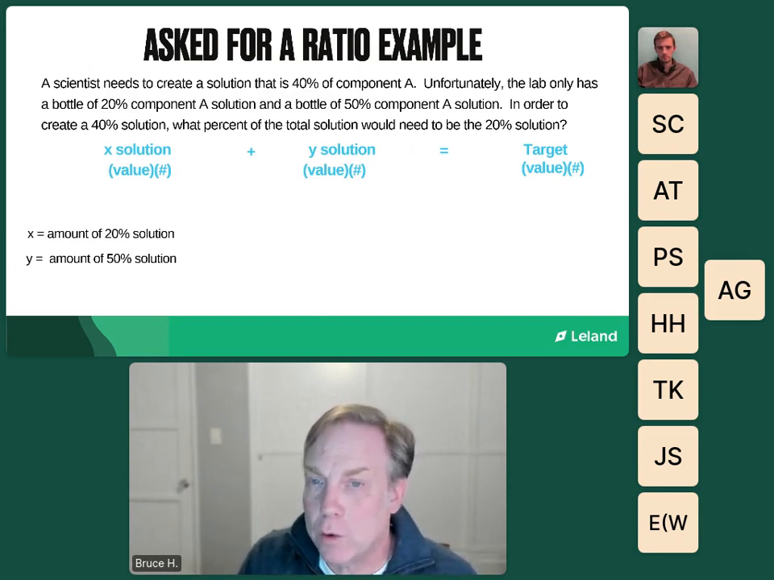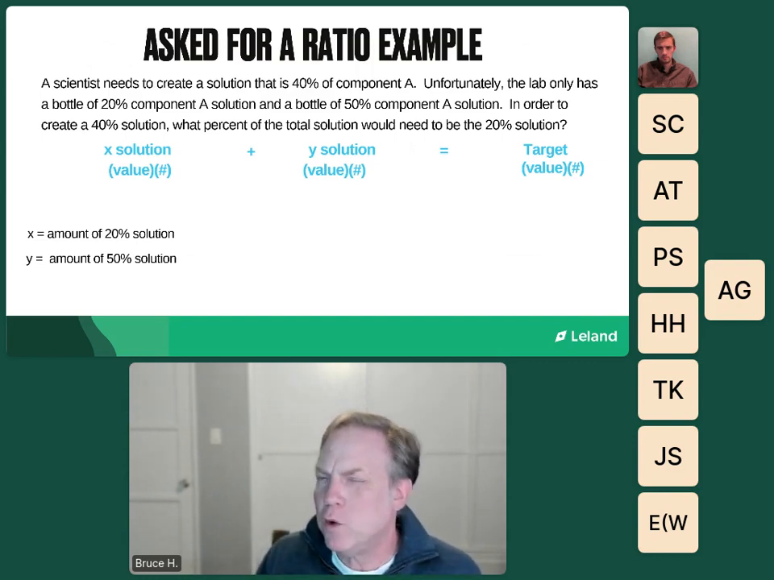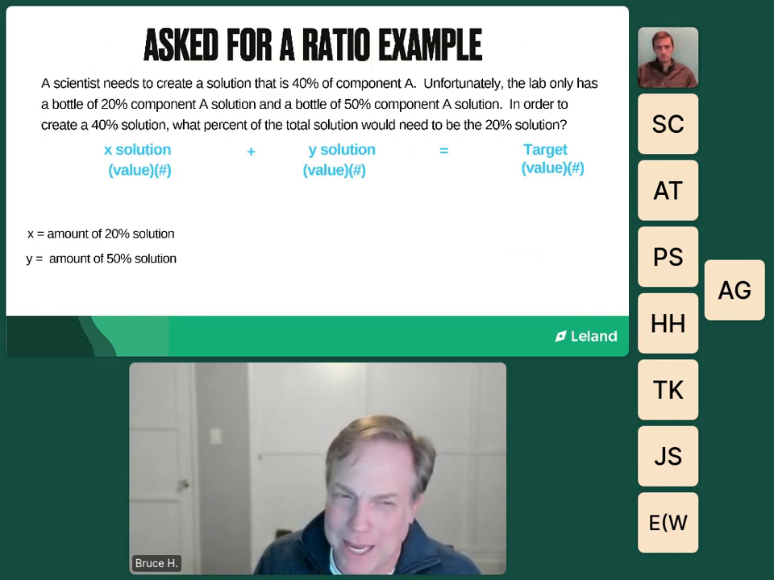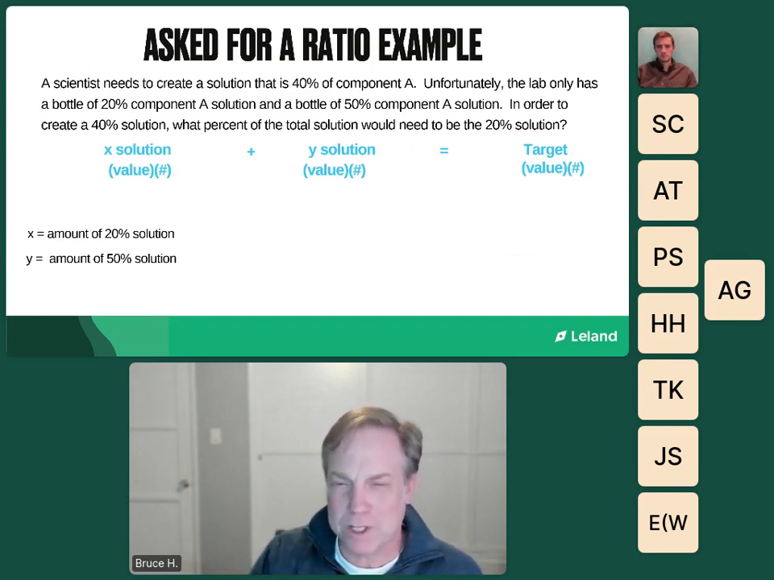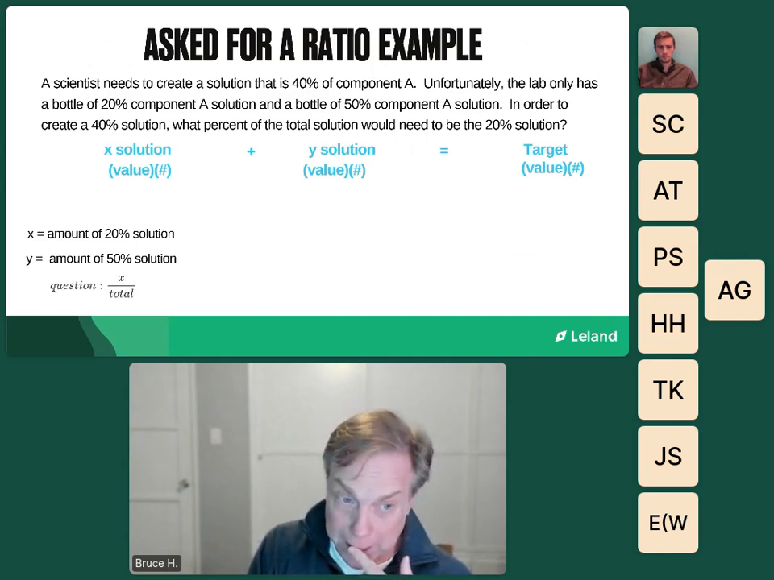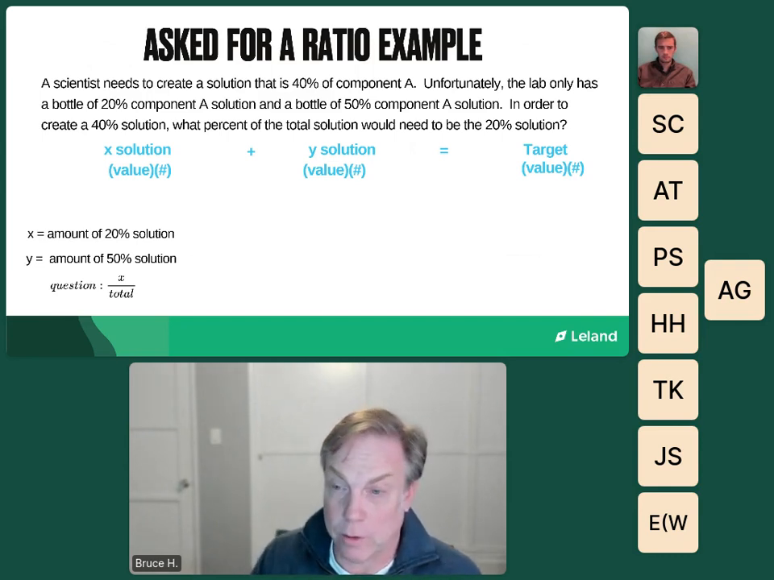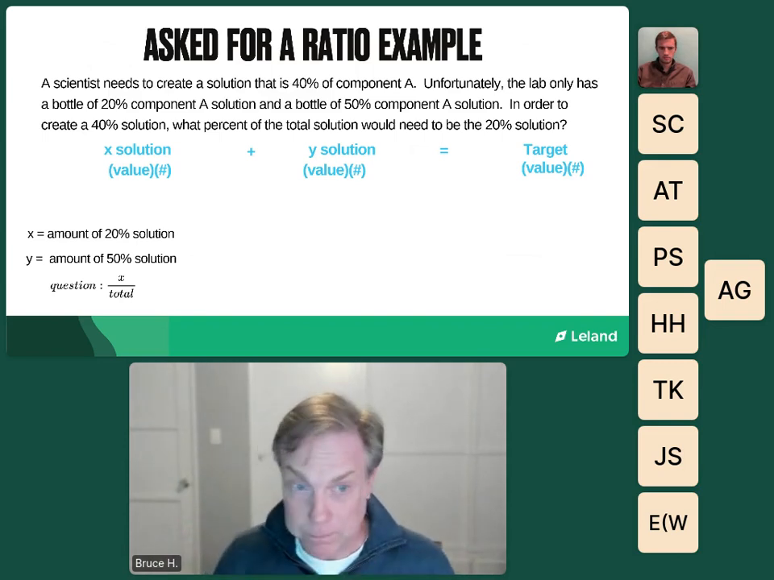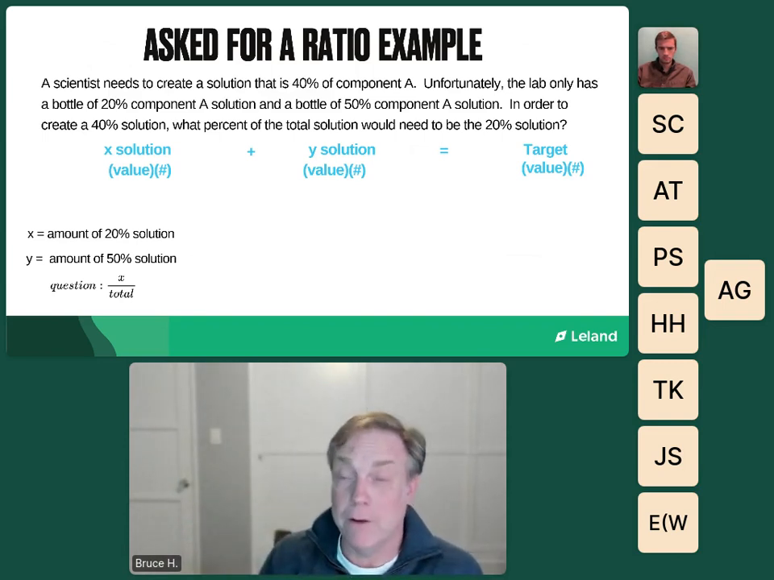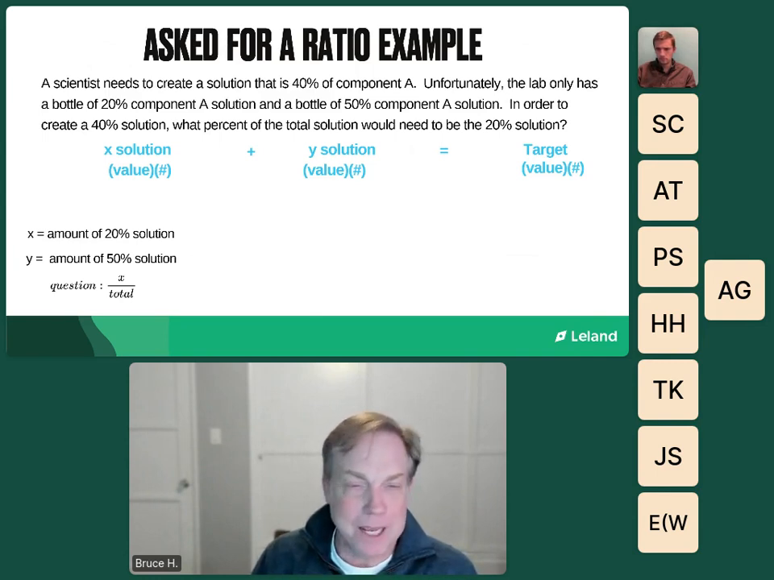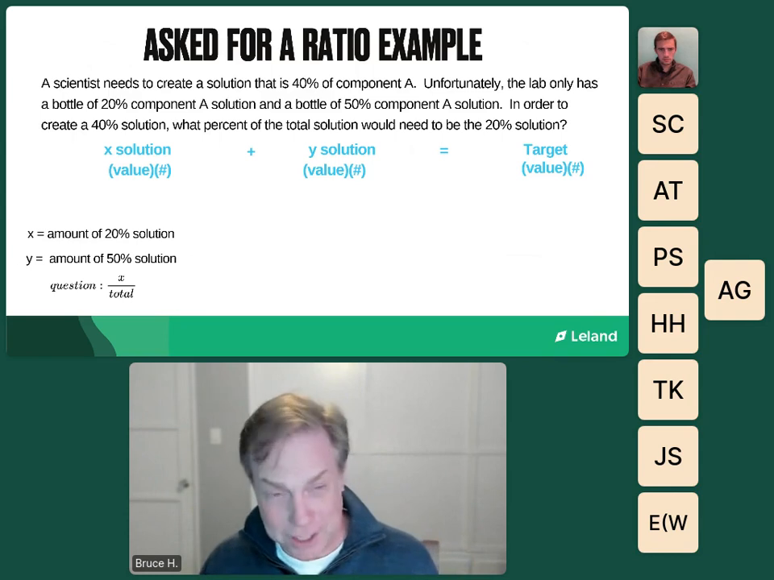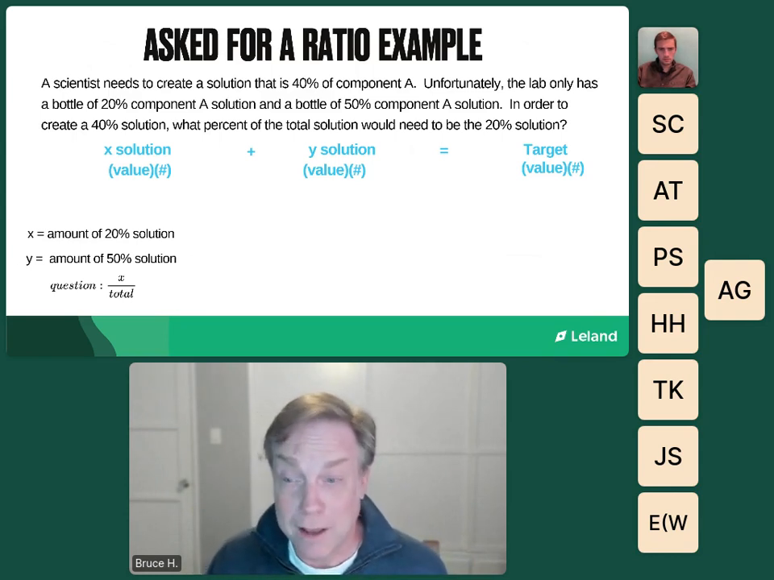What percent of the total solution would need to be the 20% solution? What exactly does that mean? What they're asking for is what percent of the total is the 20% solution? Or in math, X over total, the amount of 20% solution as a part of the entire thing. We have just been asked for a ratio, and we love that because we don't have to worry about trying to express things in one variable.